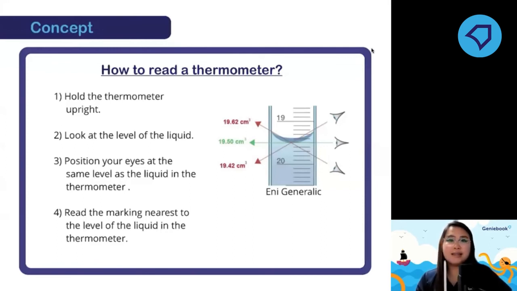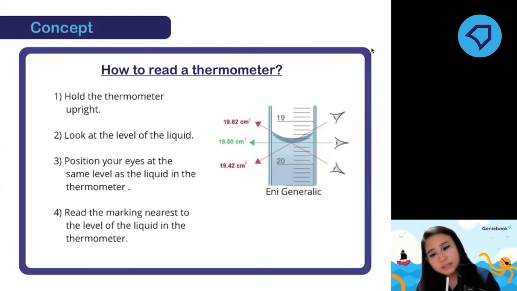Number two, look at the level of the liquid. The liquid is going to rise or drop. No matter what it is, it's going to move. So how you're reading it is you have to see directly at the line of the liquid. Don't look at it like that. Don't look like that. Why? Why can't you look from the bottom up or the top down? Why can't you do that?